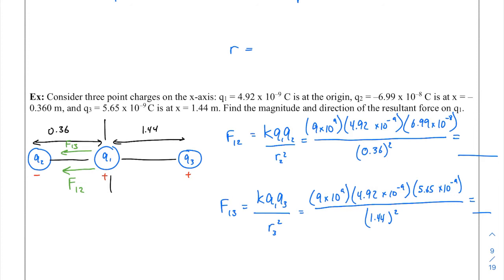And then to figure out what the net force is on Q1, look at your diagram. F12 is to the left, F13 is to the left. And so to find the net force on Q1, we would just add F12 plus F13. We would get some value, and the direction will be to the left. Okay, so do those calculations on your own. When we get back to class, we will go over them.